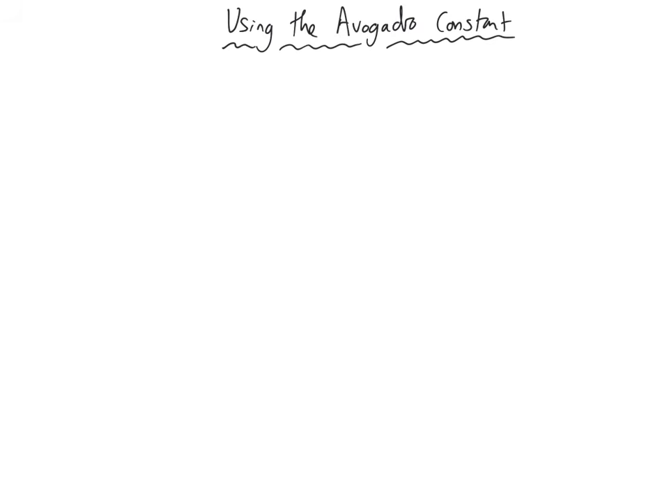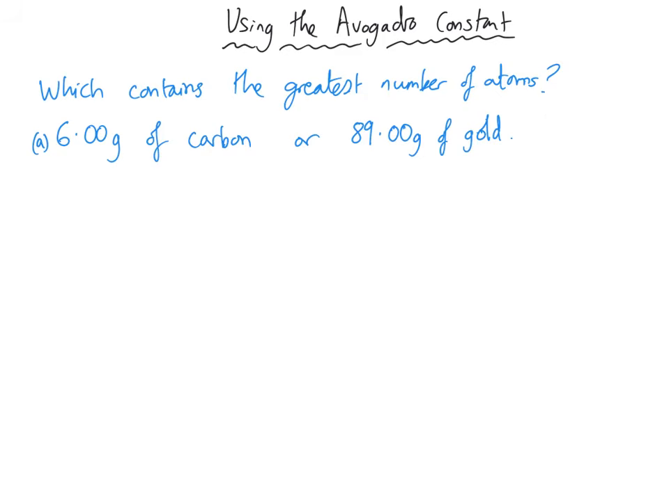Now, you could, in an exam, be asked to use the Avogadro constant in some form in a calculation. And the first one that you might be asked to do, actually, is to do a calculation that requires knowledge of the Avogadro constant, but you don't actually need to use it. So, for instance, in this question here, which contains the greatest number of atoms, 6 grams of carbon or 89.00 grams of gold?